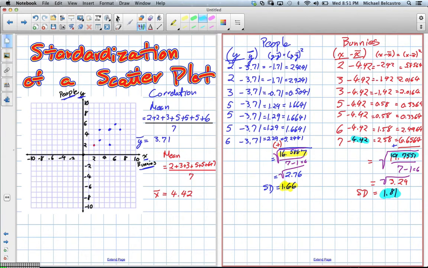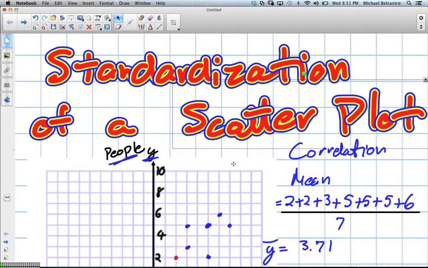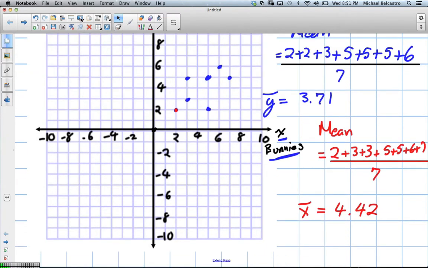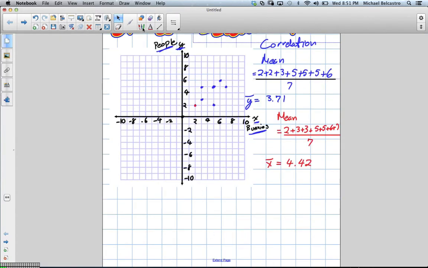Now, we're going to jump back to the first page and zoom in here. Single page display. Okay? And what we're going to do for standardization, go to 100, good. When we go to standardization, there's a formula. And the formula says we're going to make a new scatter plot.